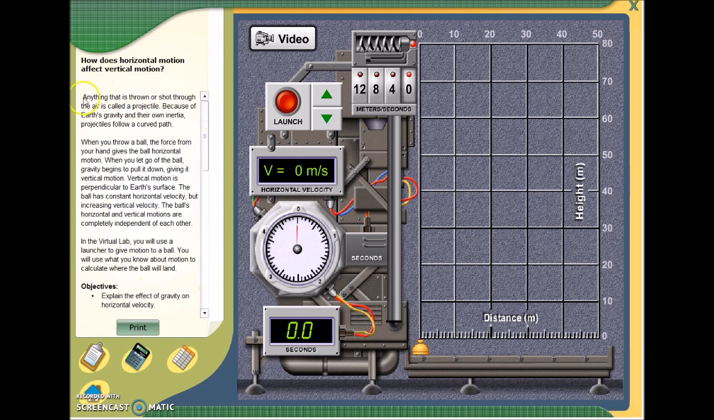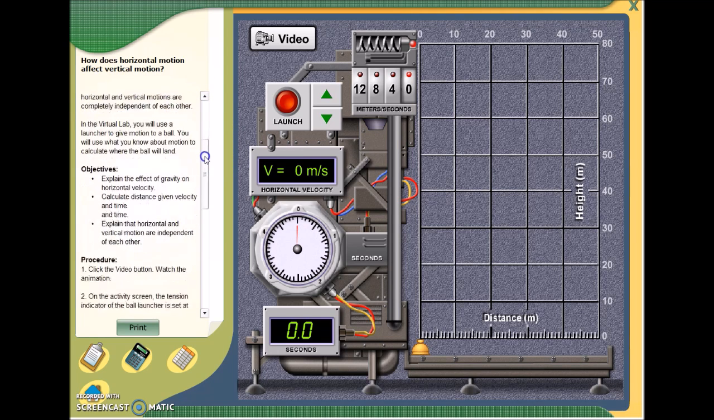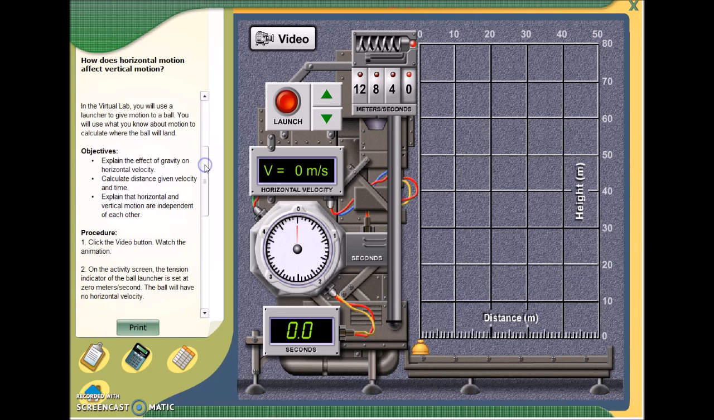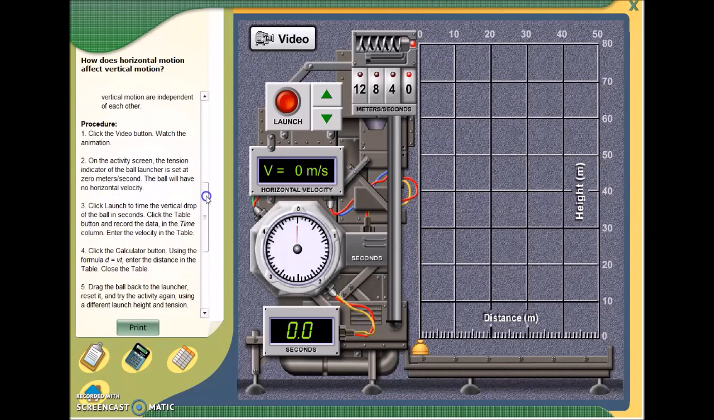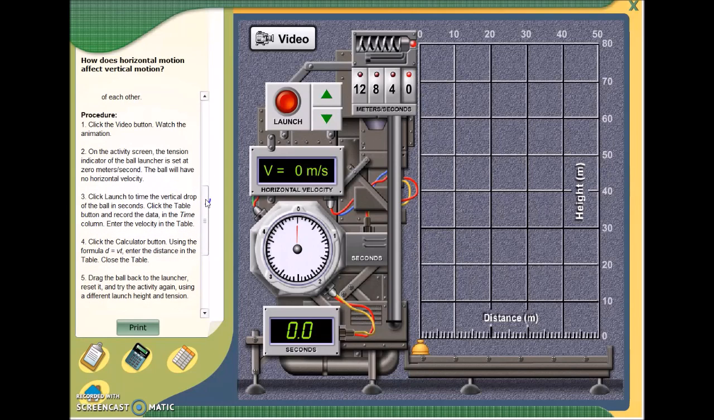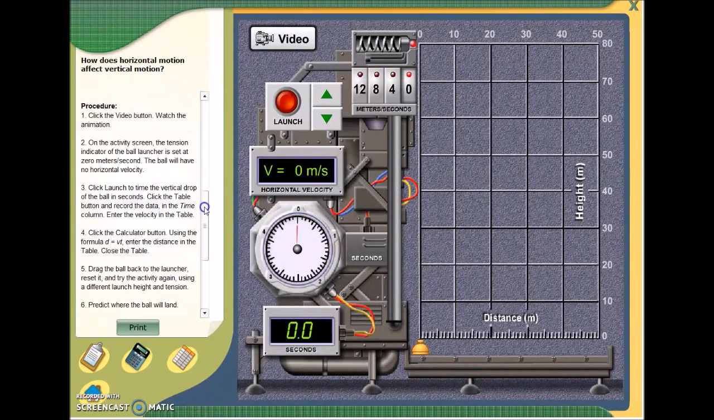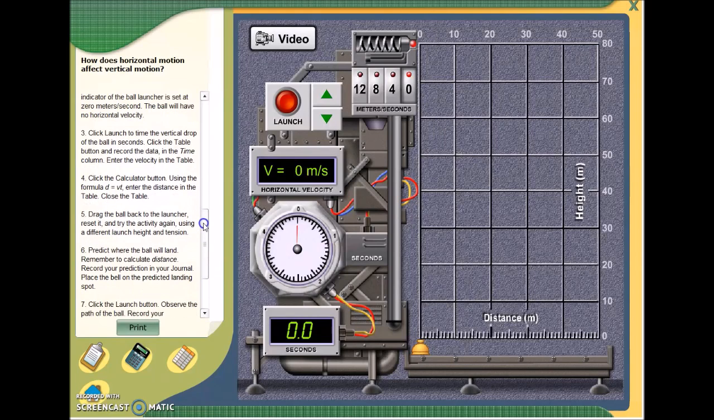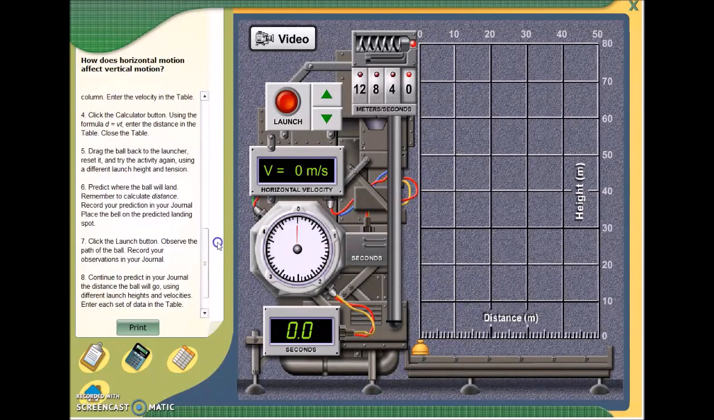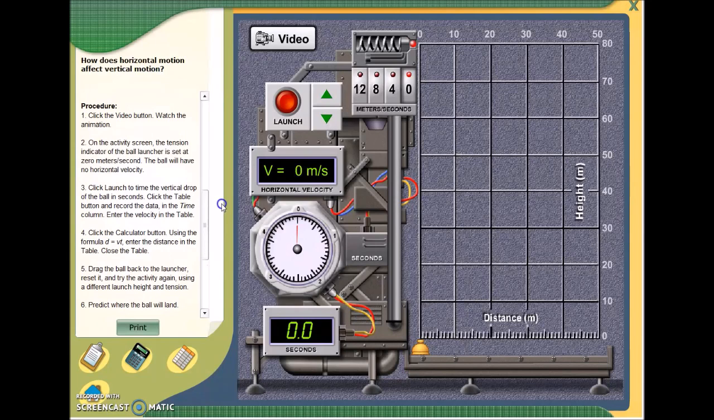They usually all have some information on the left-hand side, which coincides with the research part of any actual experiment. Underneath that, you'll find the objectives for this particular virtual lab. They do a good job of pointing out each and every one. And if you scroll further down on the left-hand side, you'll find a step-by-step procedure of exactly how this virtual lab is supposed to be done. Everything the students need is right there.